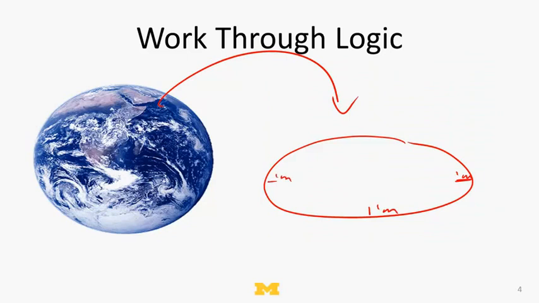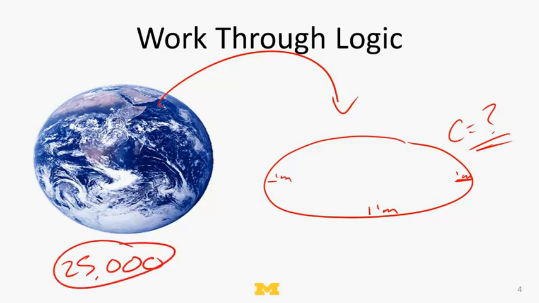Well, now I'm going to ask the question, what should the circumference of that rim be? How big around does that rim have to be, assuming that the Earth is, let's simplify it, say it's 25,000 miles around the equator of the Earth? How big around does that rim have to be if I want 1 meter of clearance all the way around? Think about it.